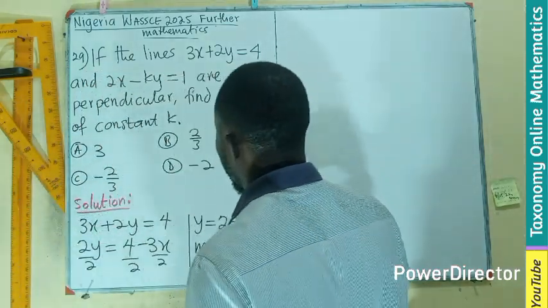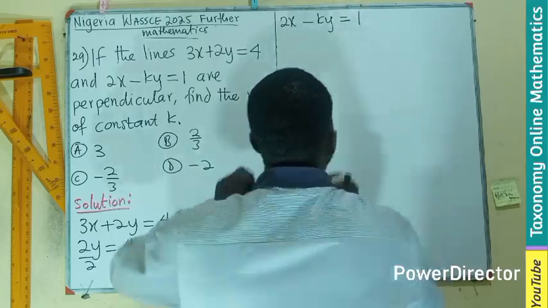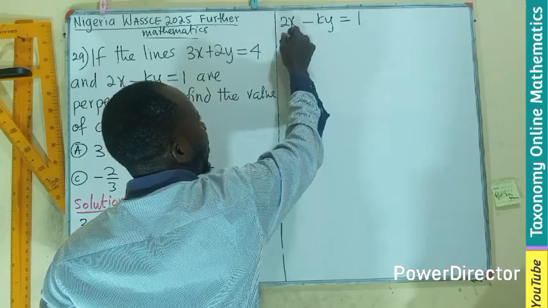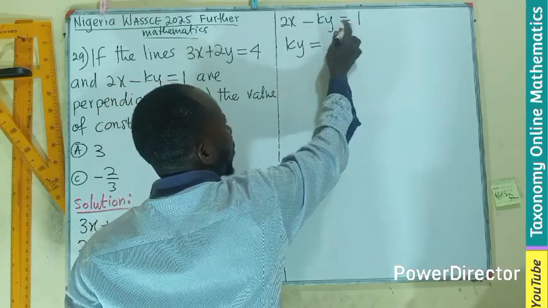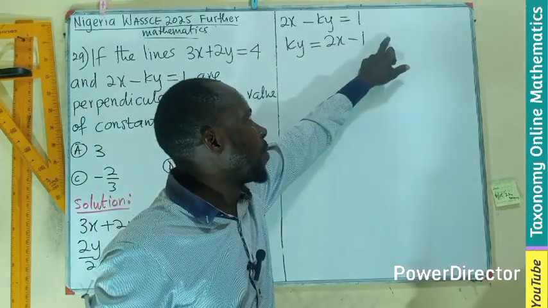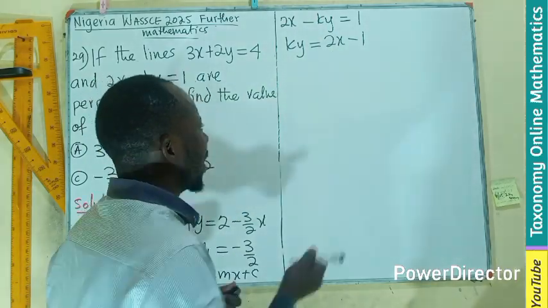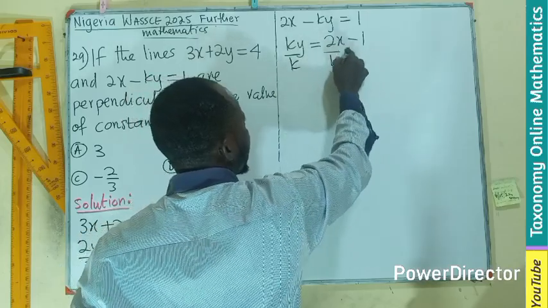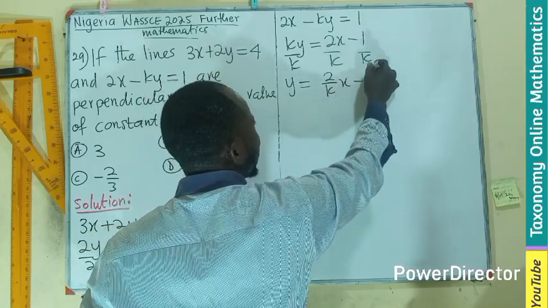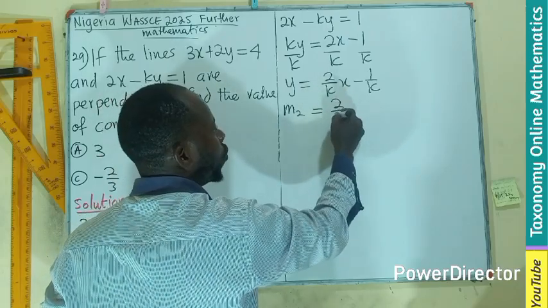Okay, let's take the second line, which is 2x - ky = 1. Since I'm having negative here, I will transpose that and bring it here, meaning I will have ky = 2x - 1. If you check carefully, this is going to become positive and this is going to become negative. This is section A. All right, so we divide both sides by k. It means y will now become 2 over k x minus 1 over k. So the second gradient is also going to be 2 over k.